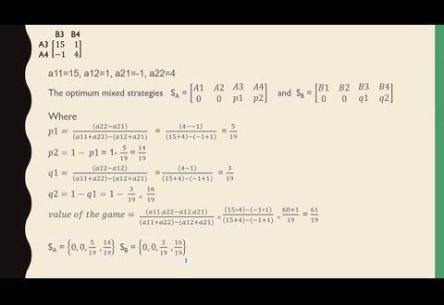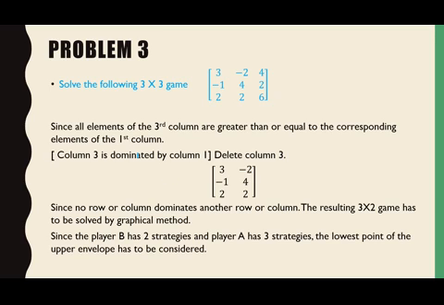Now coming to the third type of problem, or third category of problem, where using the dominance property you are able to reduce it to a 2 cross n or m cross 2 type of problem, and then you will have to apply the graphical method. So the given problem is a 3 cross 3 problem. The problem is 3, minus 2, 4; minus 1, 4, 2; 2, 2, 6. So straight away compare the third column and the first column. Very simple, 3 less than 4, minus 1 less than 2, 2 less than 6. So the property is satisfied.